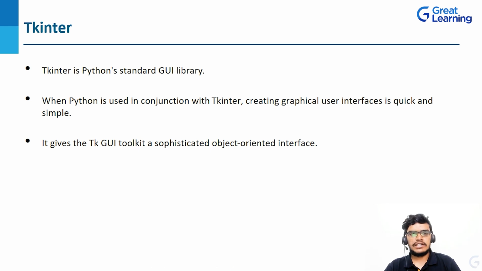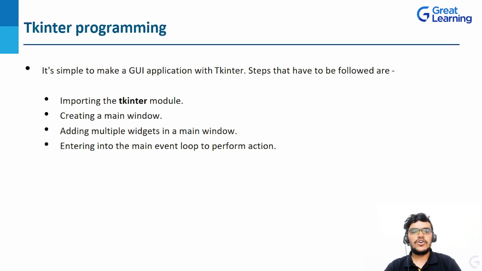You just need to know that it's a Python GUI library, and then we will see how to do Tkinter programming. Now, if you want to create a simple GUI application with Python Tkinter, there are certain steps that have to be followed. First, you have to import the Tkinter module, right? You can simply write from tkinter import asterisk, and then you can import the Tkinter module.